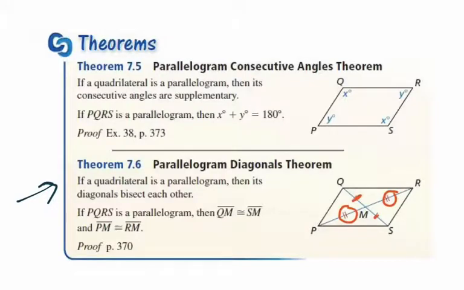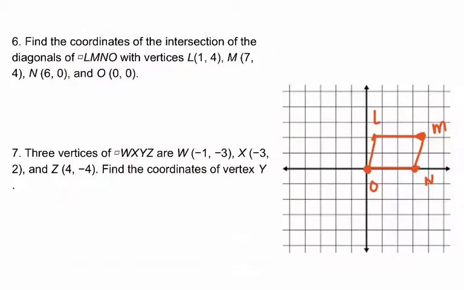So since they're congruent to each other, that means they're the same length, which means that whole entire diagonal segment is bisected. So what this is saying is if it's a parallelogram, the intersection of those two diagonals bisect each other. So they cut each other exactly in half. So that's what we're going to look at, a few examples of this last theorem for this lesson.